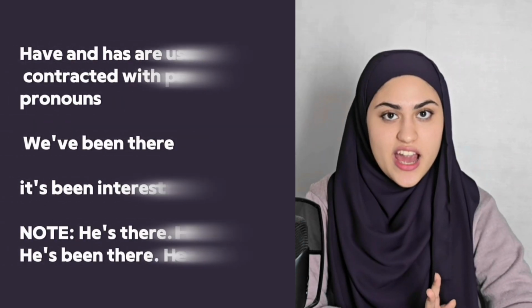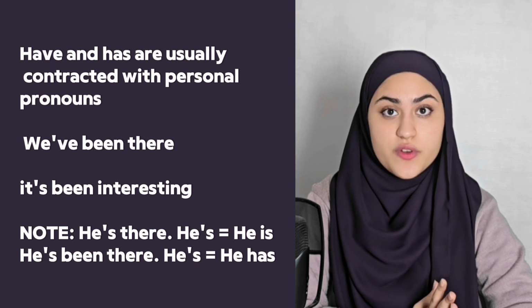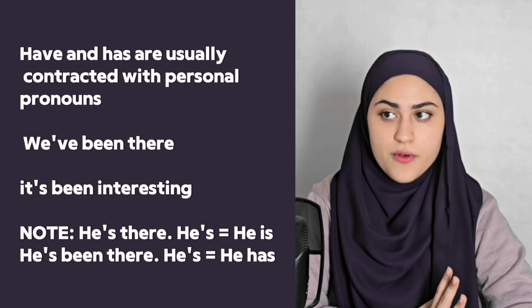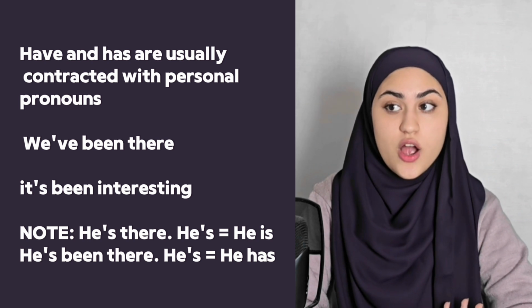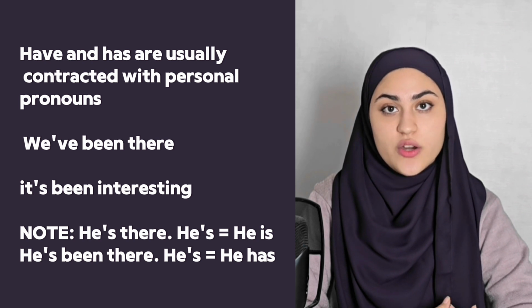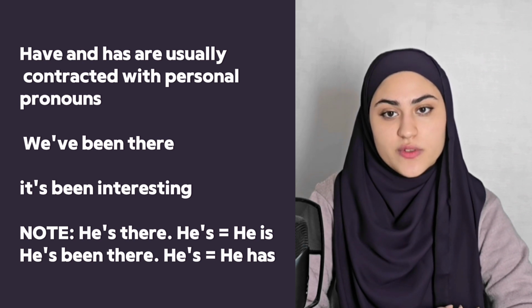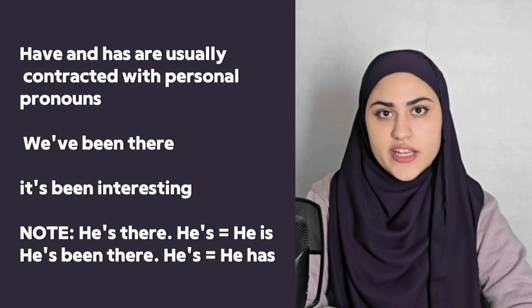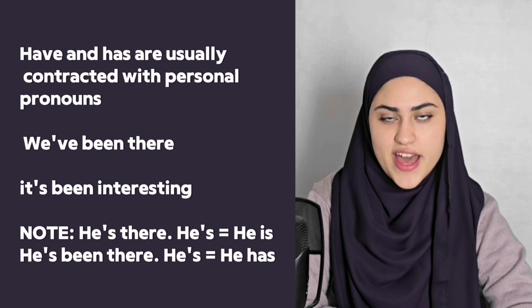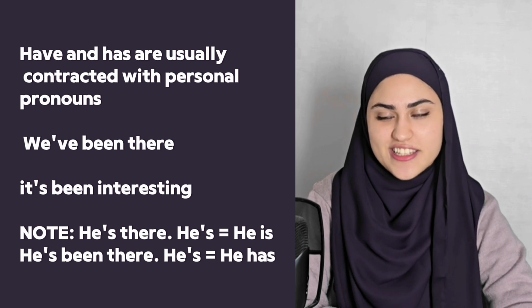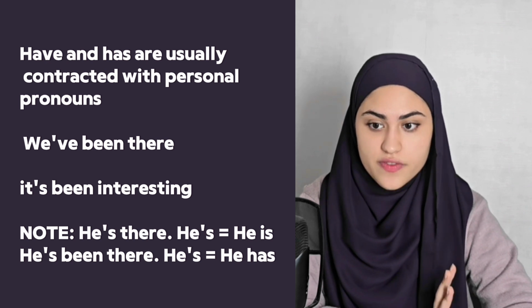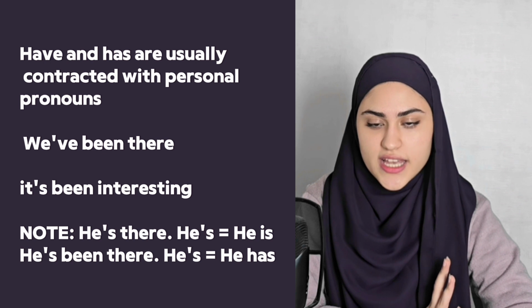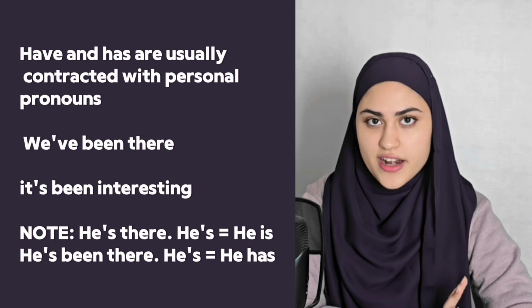Okay? Have and has are usually contracted with their personal pronouns. For example, instead of saying I have done that, I say I've done that. Or instead of saying she has done that or he has done that, we say she's done that, he's done that. Or instead of saying they have gone there, we say they've gone there. They've done that.